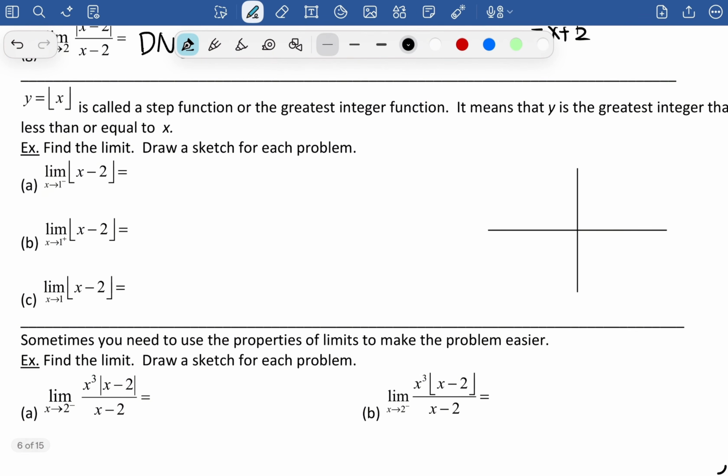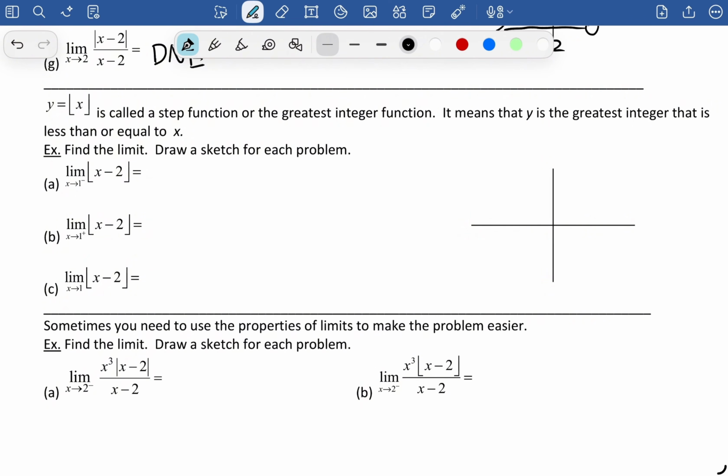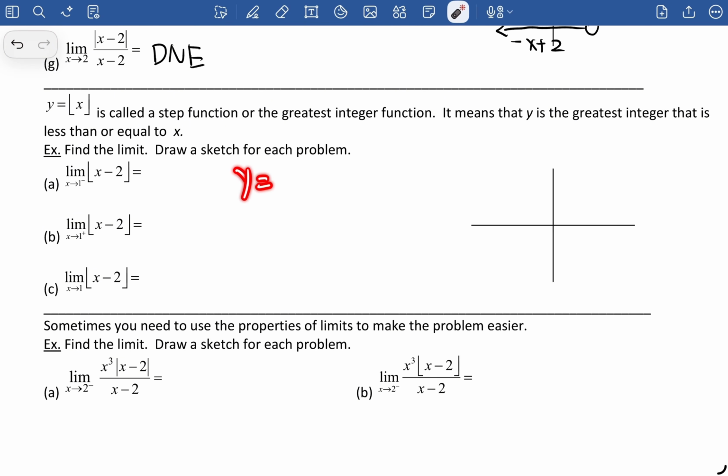I'll be introducing a new function called a step function, or the greatest integer function. It's basically saying that y is the greatest integer that's less than or equal to x. For example, we have y equals the step function of 0.01. It's the greatest integer that is smaller than this value, so we get 0. And 0.1 is still 0.